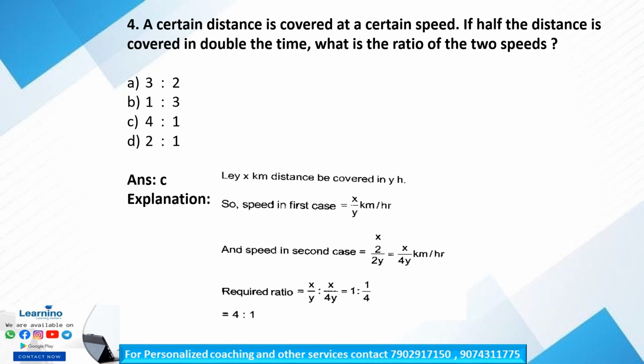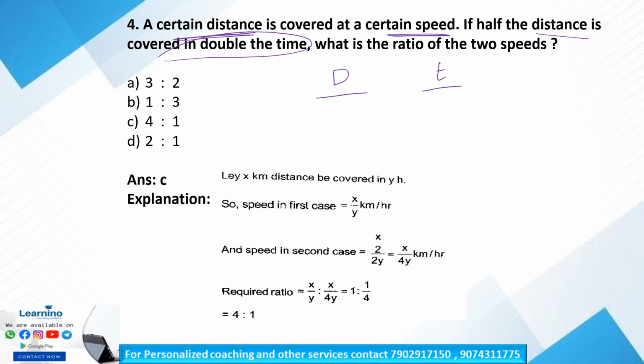A certain distance is covered at a certain speed. If half the distance is covered in double the time, what is the ratio of the two speeds? Okay, so let us consider x kilometer distance is covered in y hours. So certain distance is covered in certain speed. If half the distance is covered in double the time, time is doubled and distance is half. So we have to consider the distance and time here.